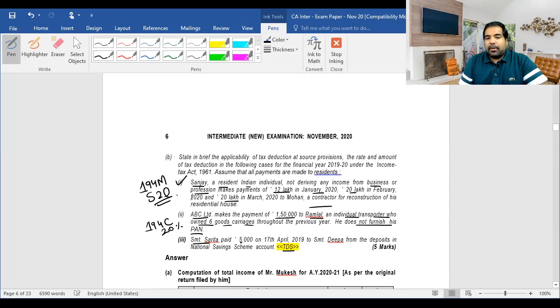And Srimati Sarita paid 5,000 to Srimati Deepa from deposits in National Savings Scheme. In that case, at the rate of 10%, since it's more than 2,500, section 194EE applies. That is the section for this third one. That is the November 20 paper, guys. This is the COVID paper.